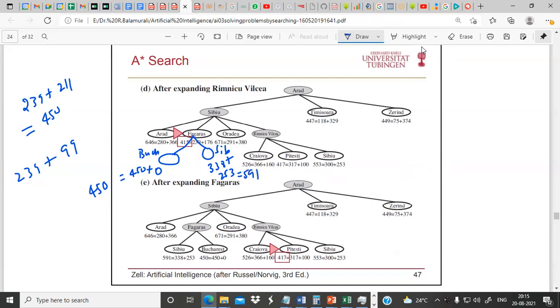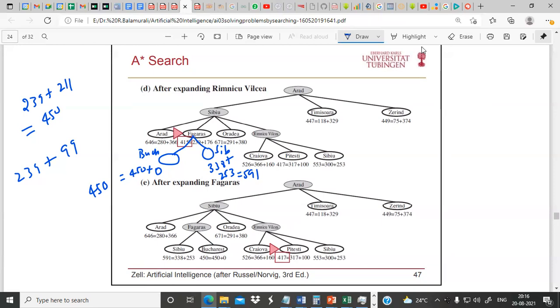So actually the algorithm does not stop. Even though we have found a goal state, the algorithm is not going to stop, because this algorithm works in this way: the goal test will be done during expansion, not during node generation. Now Bucharest is generated; it's not yet expanded. So only while expanding will the goal test be done.